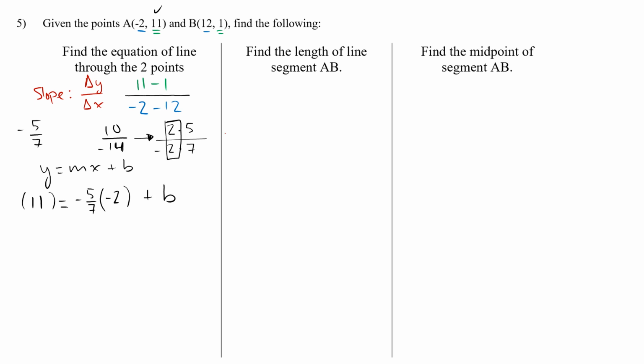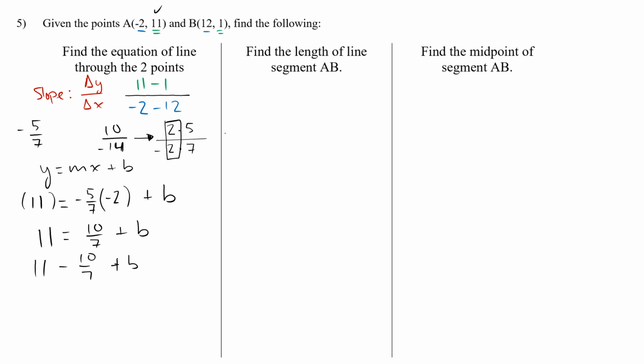So if you look, what I've written down here is an equation. The only unknown there is my y-intercept parameter, so I'm going to solve for that, and it's fairly straightforward. On the left-hand side, that's just 11. On the right-hand side, I have 10 sevenths, and then plus b. So to solve this, I've got 11 minus 10 sevenths.